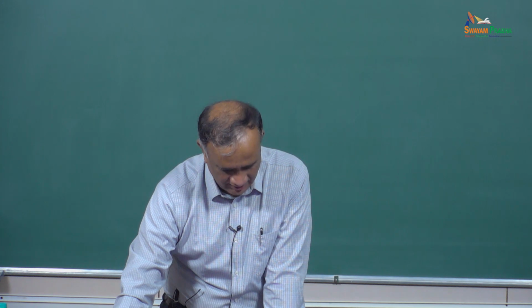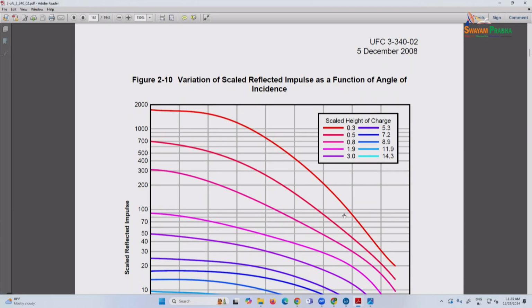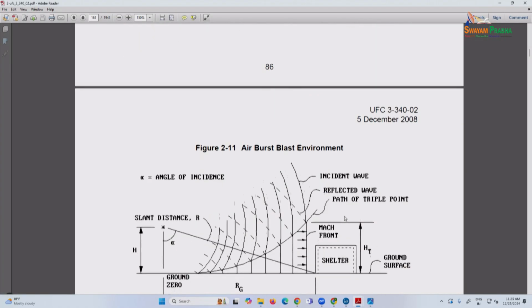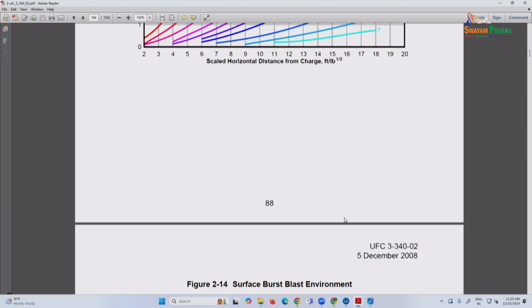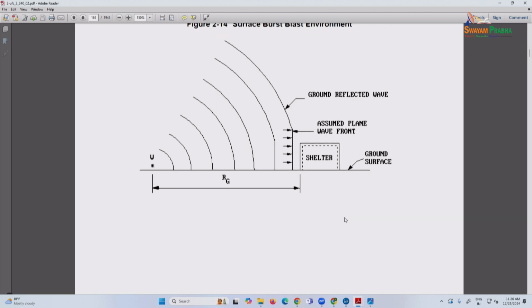Then this is reflected, again, impulse and pressures. Then we looked at this. Scale triple point, we talked about it. Surface. Now, surface burst, this is the most common aggressor tactic.